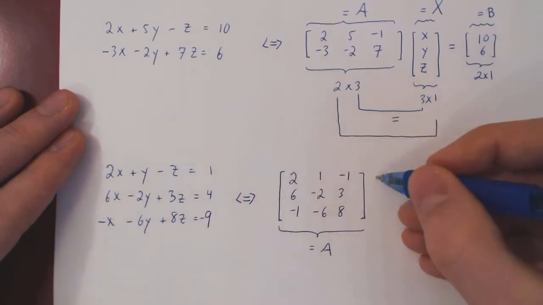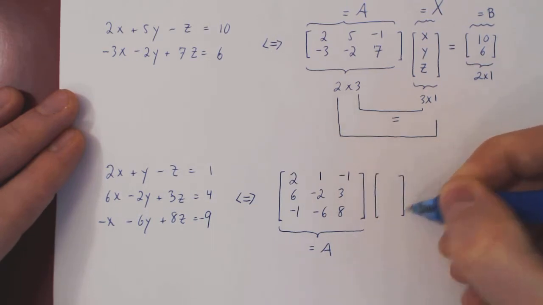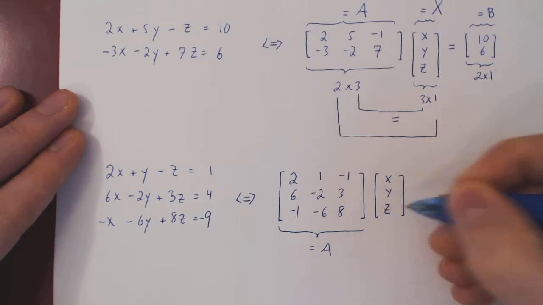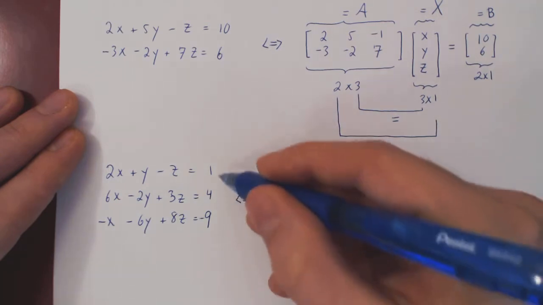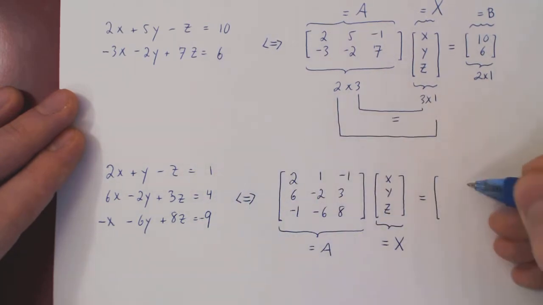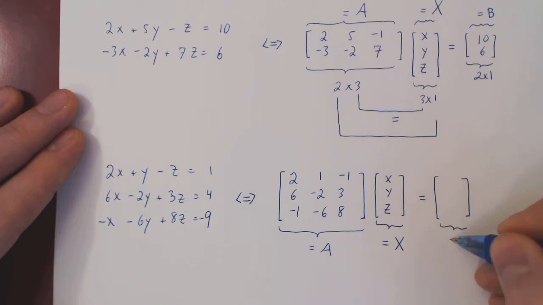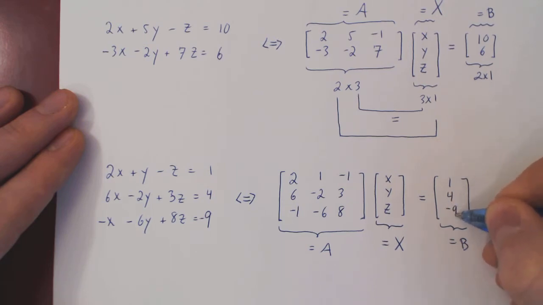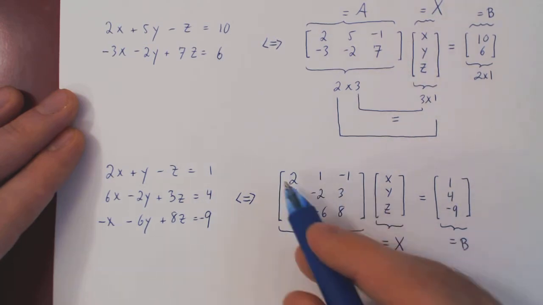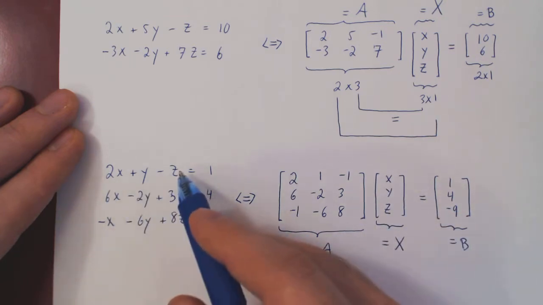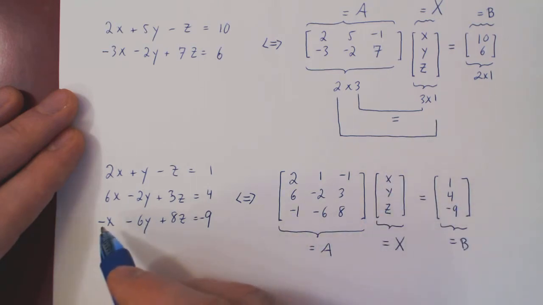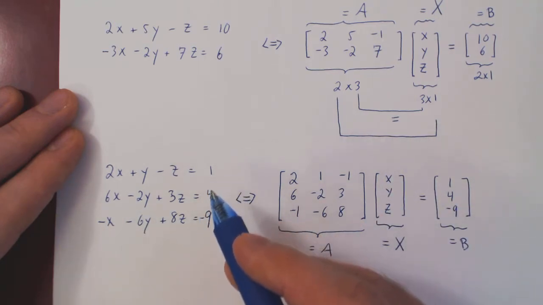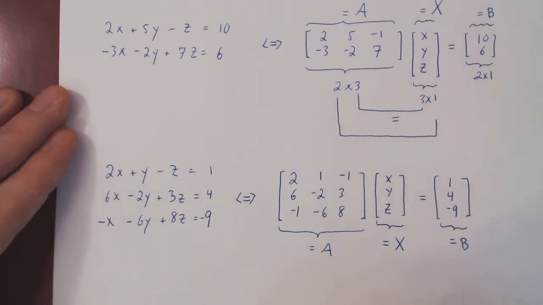Here we have 3 variables. So we have a column with 3 entries, lowercase x, y, and z. And we call this, as always, uppercase X, equals the column of constants, again a single column with 3 entries, 1, 4, negative 9. And you can check on your own that if you do multiply the first row with the column, you get the first equation. Second row with the column, you get the second equation. And the third row with the column, you get the third equation, which are equal to, respectively, 1, 4, negative 9. And there you go.